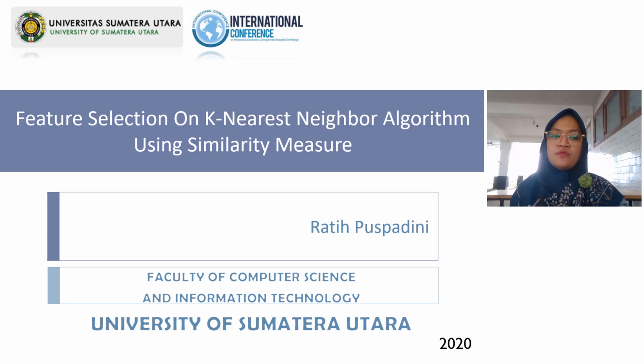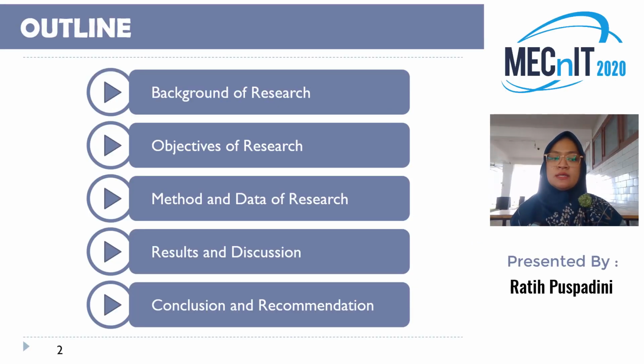Previously, I was grateful for the implementation of the International Conference on Mechanical, Electronic, Computer, and Industrial Technology, MECnIT 2020, and for accepting and allowing me to present my research results. The title of the paper that I propose for this activity is Feature Selection on K-Nearest Neighbor Algorithm using Similarity Measure. The outline of my research is divided into several sections: Part 1, Background of Research; Part 2, Objective of Research; Part 3, Method and Data of Research; Part 4, Results and Discussion; Part 5, Conclusion and Recommendation.